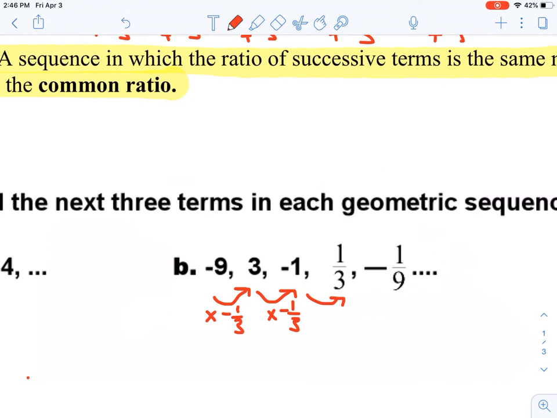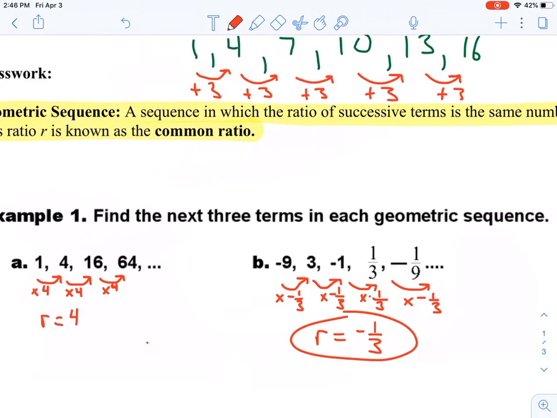What do I multiply negative 1/3 by to get positive 1/3, negative 1/3, and so on? Multiply by negative 1/3. So in this case, our common ratio would be negative 1/3.